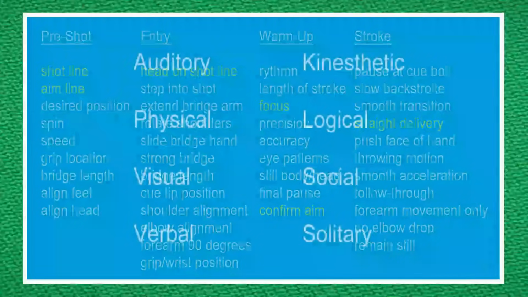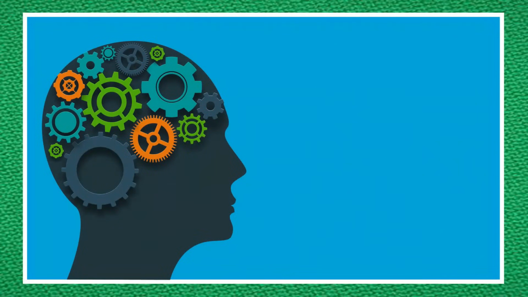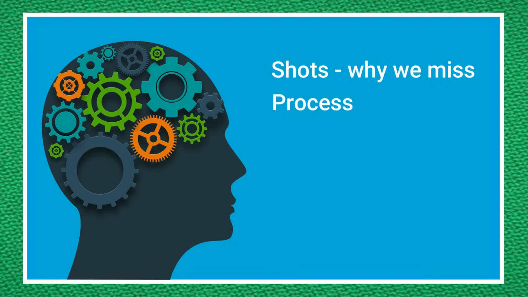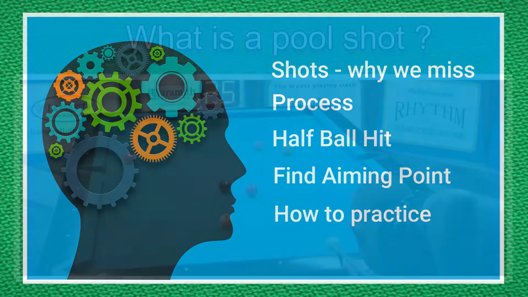Different people learn in different ways and are at different points in their pool career. My approach is probably more intellectual than most, but I'm sure that every player can get something out of this video. First, I'll talk about the pool shot and why we miss, then the process of shot making and how aiming fits into that process. Next is a discussion of the half ball hit and why that's important. Then I'll talk about how to find the aiming point. And finally is my advice about how to practice aiming.